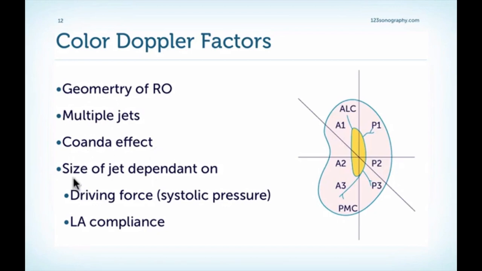And then finally, the size of the jet also depends on the driving force, systolic pressure, blood pressure, and left atrial compliance. So you can have, for example, completely different degrees of mitral regurgitation depending on the afterload and the systolic pressure.